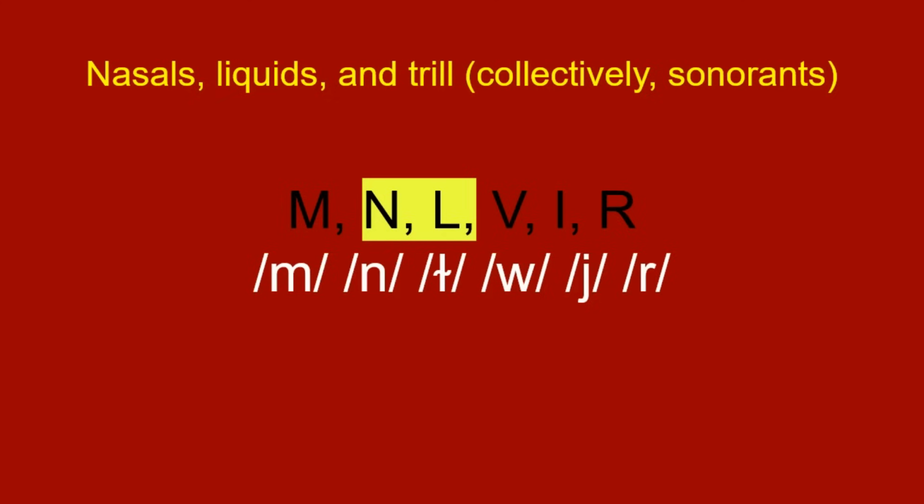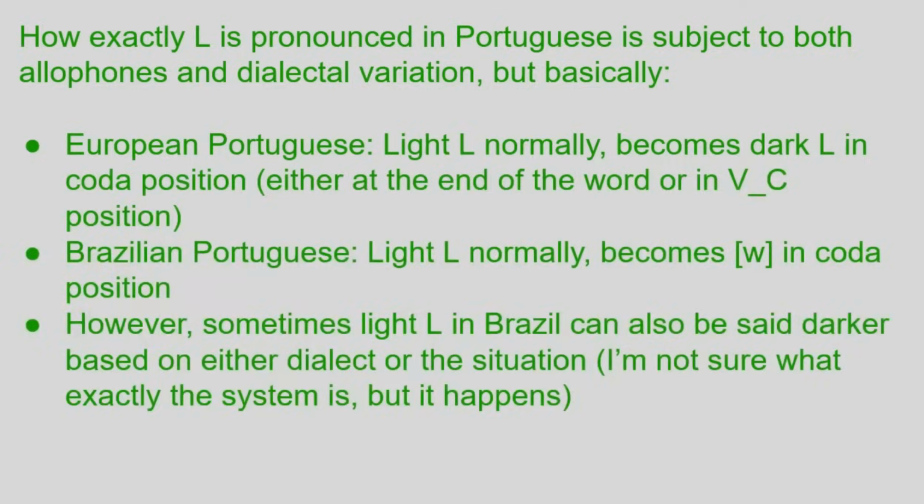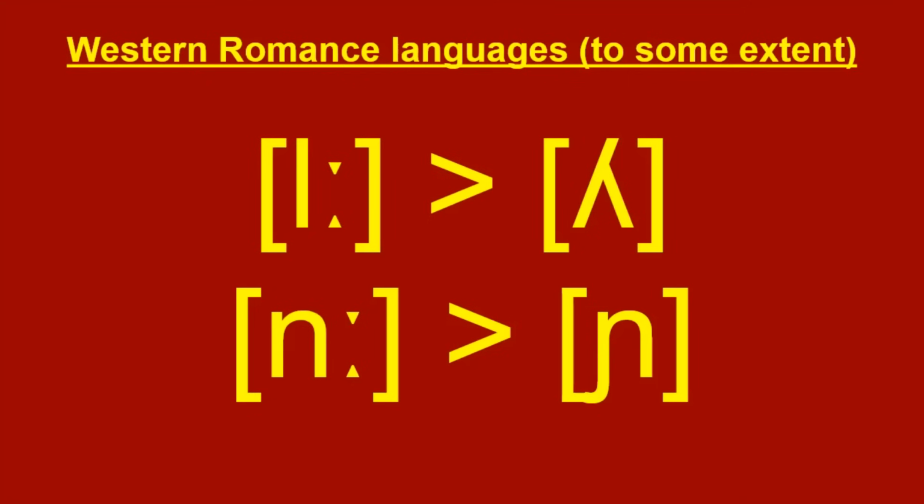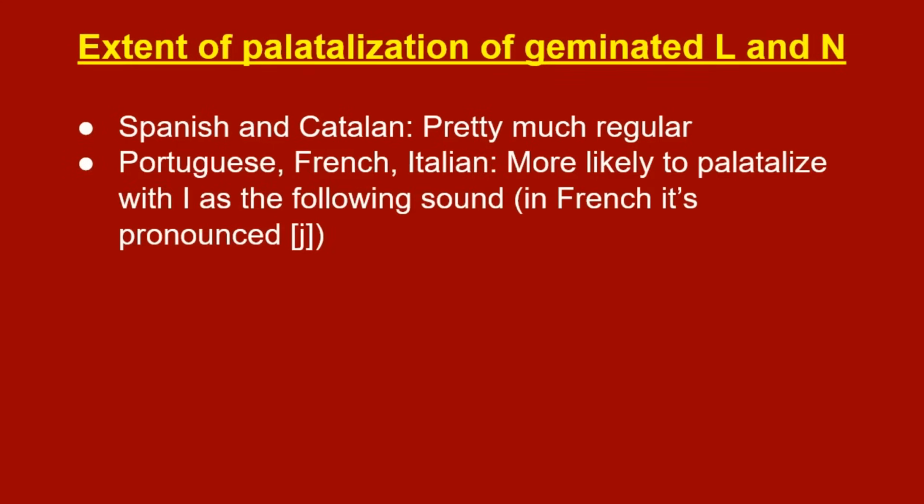And since we were just talking about gemination, I'll continue on this theme with le and ne. First off, this whole dark L thing didn't really get passed on to any modern Romance languages. Portuguese does have a dark L, but that's its own system. But as for the gemination, the Western Romance languages all did palatalization of geminated le and ne to some extent, to lle and nye respectively. It's most regular in Spanish and Catalan, but Portuguese, French, and even Italian all had their part.